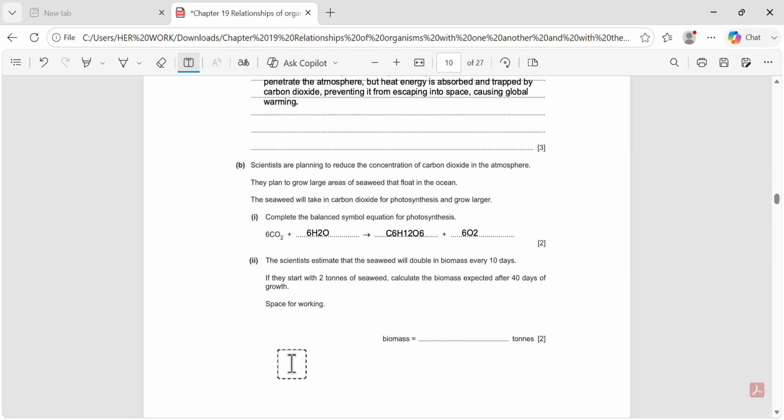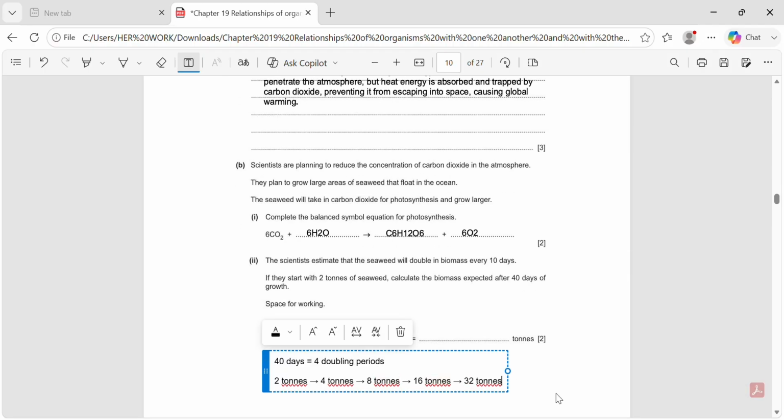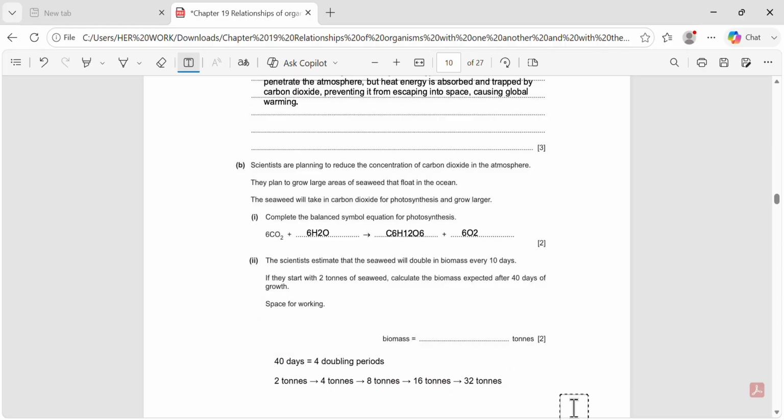Since the biomass doubles every 10 days, it doubles 4 times in 40 days. Starting with 2 tons, it becomes 4 tons after 10 days, 8 tons after 20 days, 16 tons after 30 days, and 32 tons after 40 days. So the answer we write is, biomass equals 32 tons.